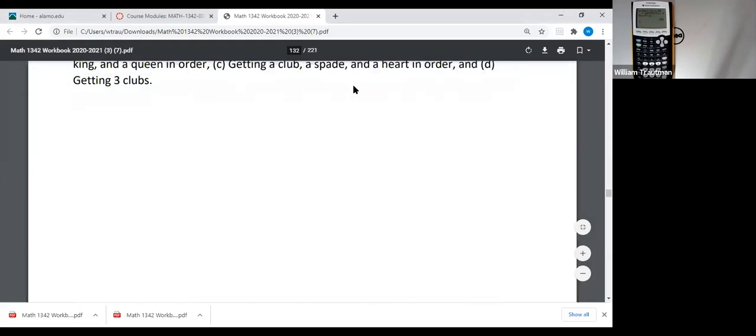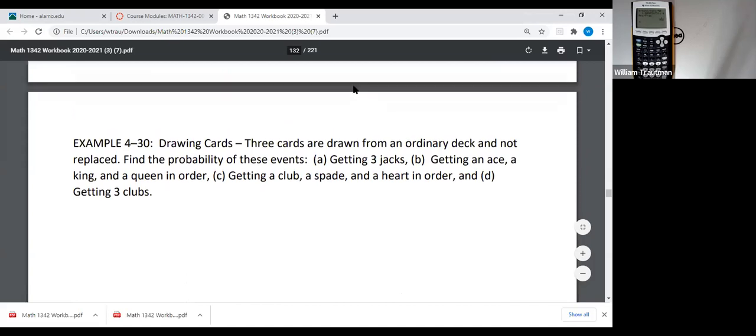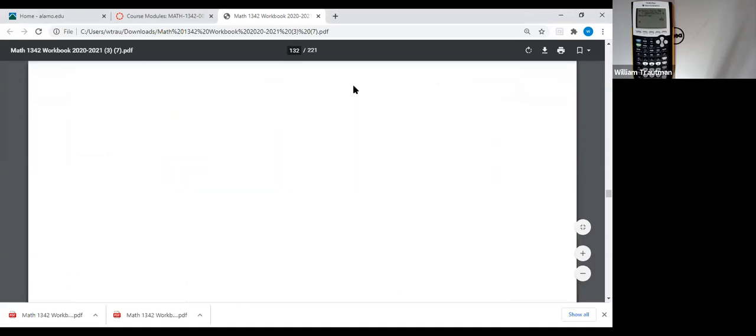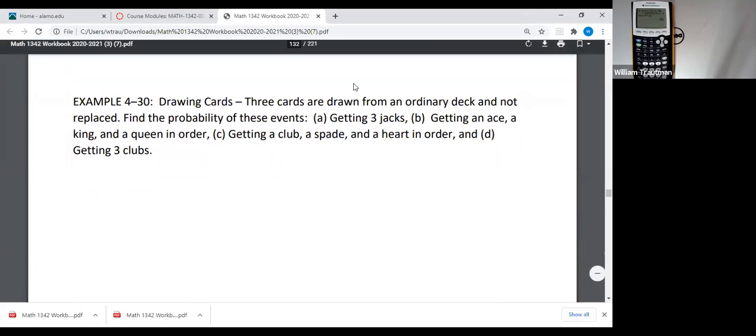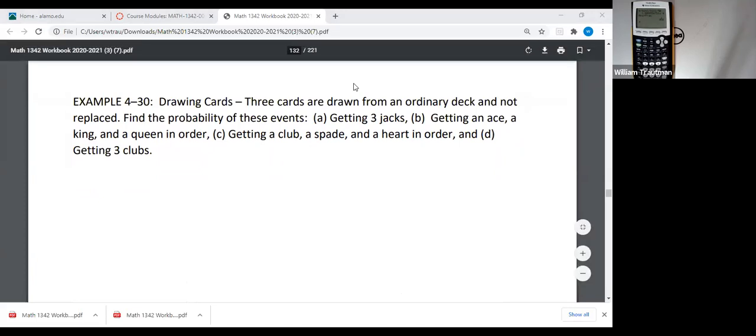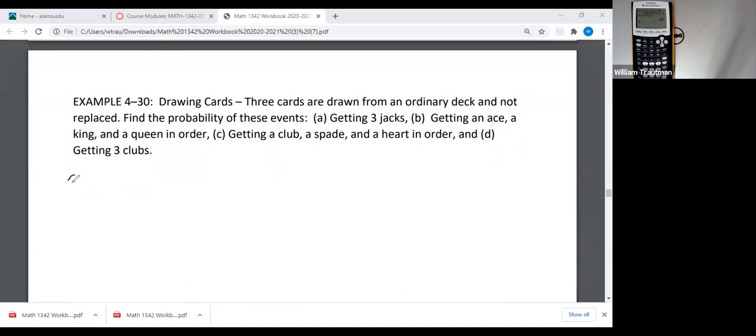We could do, let's see if we want to do another one. No, I think we're okay. Let's do one more. Let's do D. The probability of getting 3 clubs. 1 club, 2 club, 3 clubs. We're going to have 52 cards. And how many clubs are in a deck?